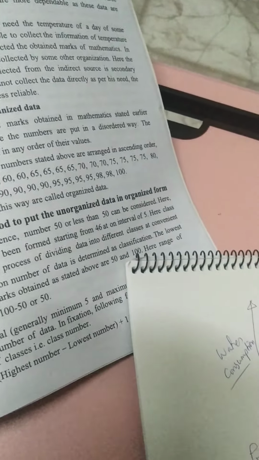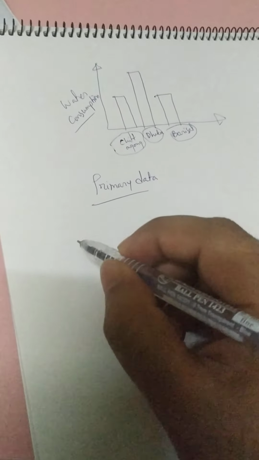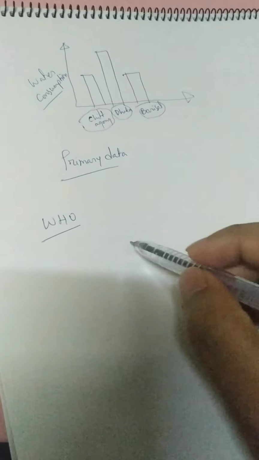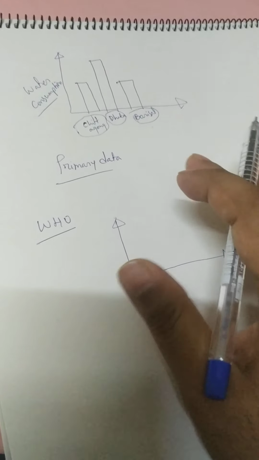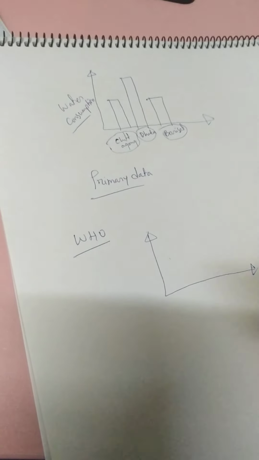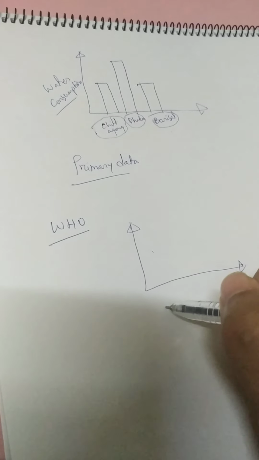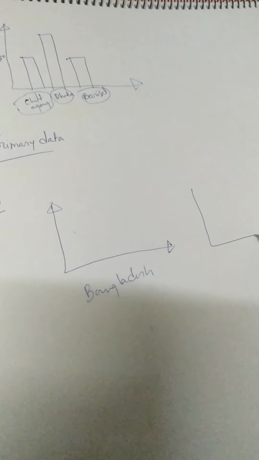So now you can imagine what is secondary data. Secondary data is the data I collect from any other source. For example, the World Health Organization has given its statistical report on water consumption in, suppose, the US. I am using that data in my report. Suppose I am trying to compare the water consumption in Bangladesh and, suppose, in the US.